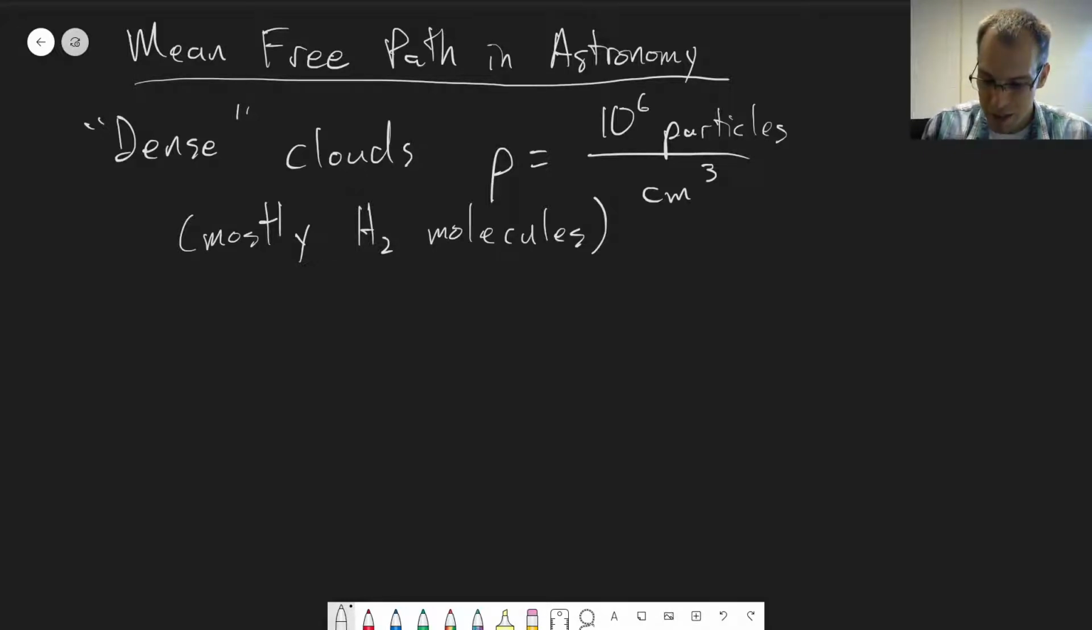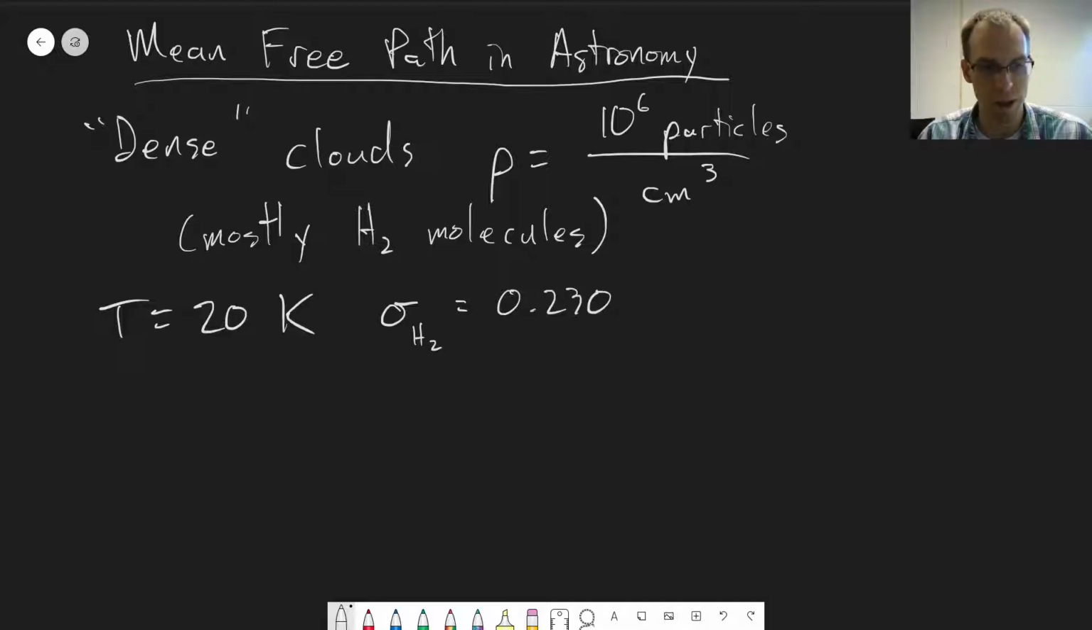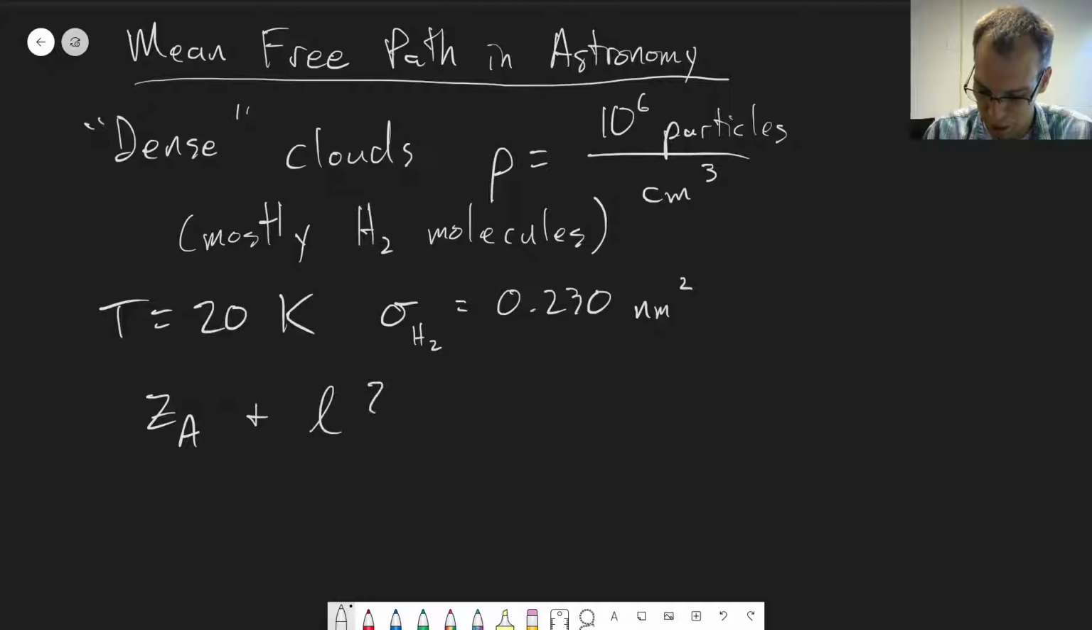So the other things we need to know to calculate a collision frequency and a mean free path are what's the temperature, and the temperature in dense molecular clouds is about 20 Kelvin. And the other thing we need is the cross-section. So the collision cross-section for H2, we can look it up in your textbook, and we get a value of 0.230 square nanometers. And so if we have this information, we can find Z_A, the collision frequency, and the mean free path L. And what are those in this environment?